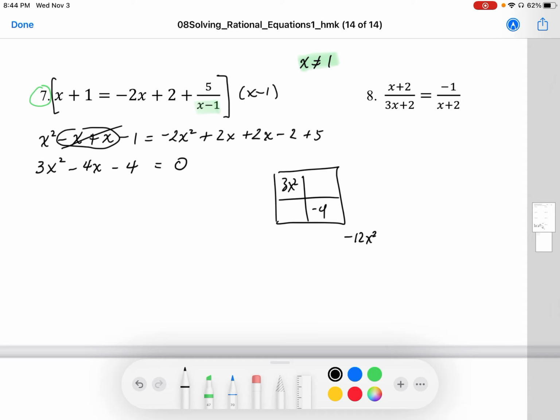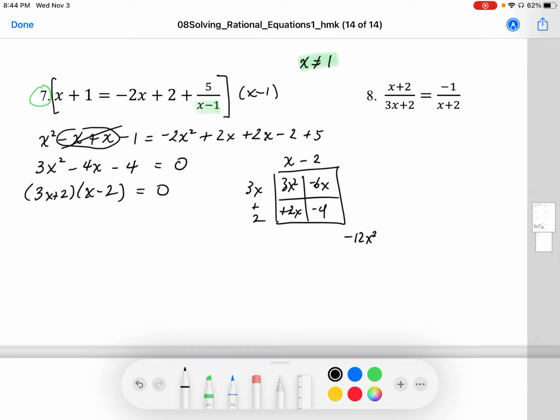So the two numbers that multiply to negative 12x squared and add to negative 4 are negative 6x and positive 2x. So I can now factor the common factors. There's a 3x here, plus 2, and then along here there's x and a minus 2 factor there. So writing this in factored form, I get 3x plus 2, x minus 2 equals 0.